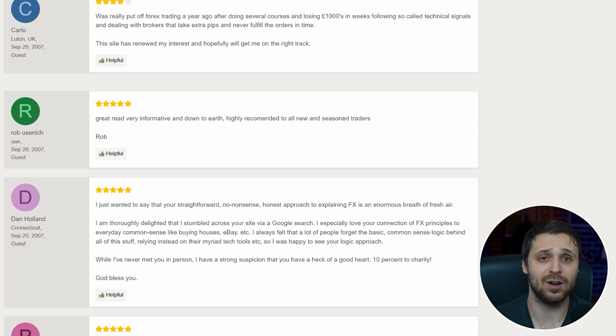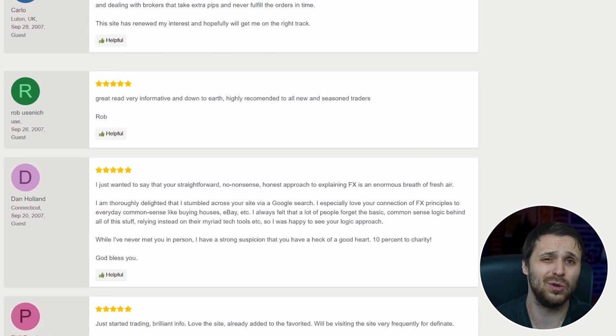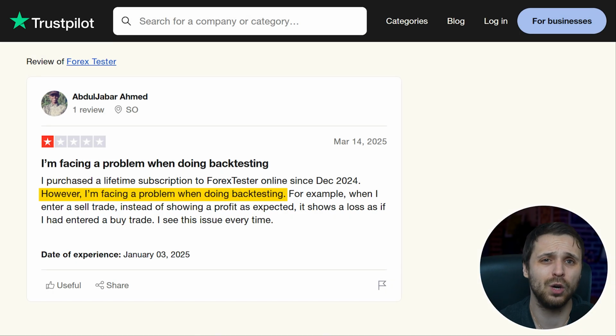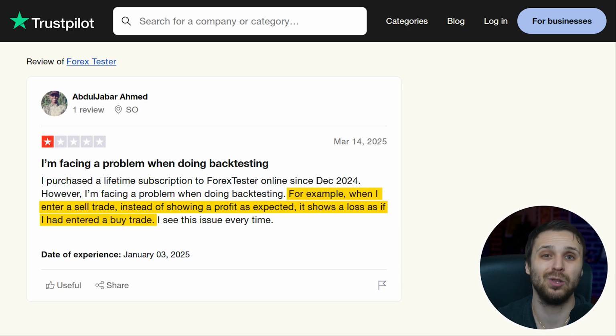For Forex Tester, a downside from some user reviews points to potential glitches in the simulation logic. I couldn't really make a claim about that. I don't know about the simulation logic, but one user reported a bug where sell trades actually showed up as losses incorrectly. So this highlights a key point with any pure simulator.